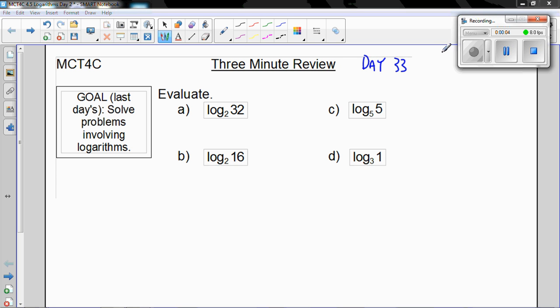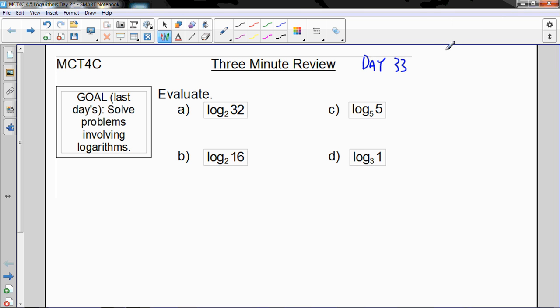Okay, MCT4C day 39, lesson 4.5, logarithms, day 2. Last day we were introduced to logarithms and we were solving problems like in the 3-minute review here. And there was a couple of ways that we thought about them.